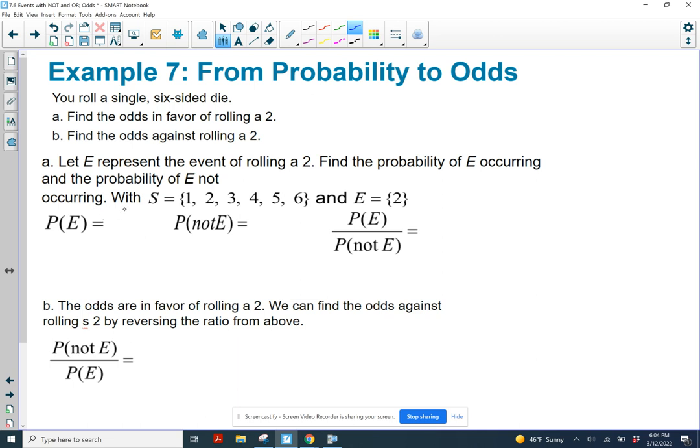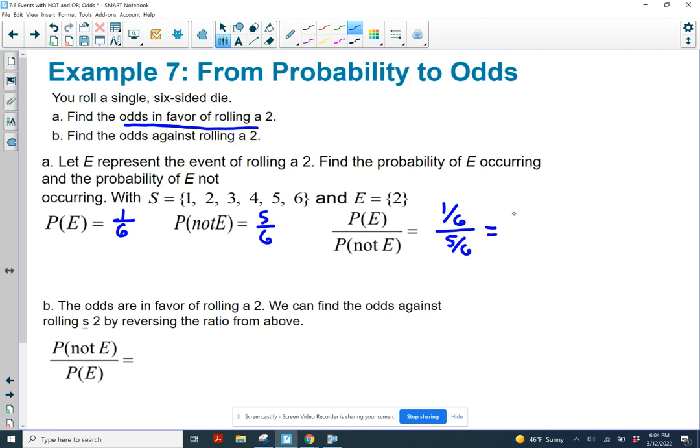So the probability of E is going to be 1 over 6, because there's only one way of rolling a 2, but there are 6 possible outcomes, right? So the number of outcomes that result in the 2 divided by the total number of outcomes, 1 out of 6. The probability of not E is then 5 out of 6, the other 5 possibilities divided by 6. So to calculate the odds in favor of rolling a 2, we do the probability of E, which is 1 over 6, and we divide by the probability of not E, which is 5 over 6.